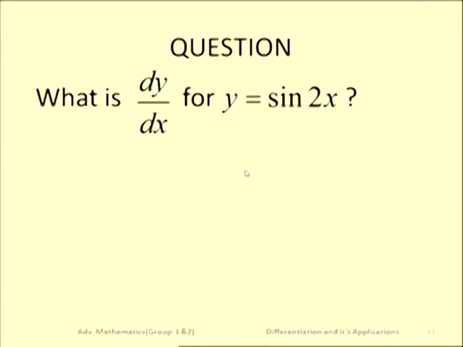So what is dy by dx? As we have seen, it is not cos 2x. So how to get the derivative? So now we have an answer, as we know the chain rule.